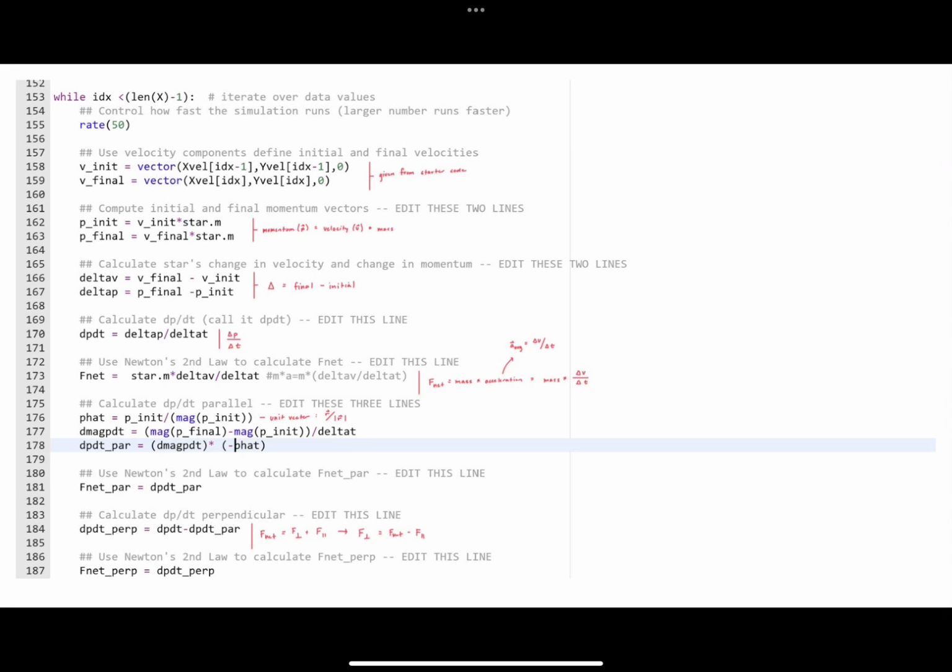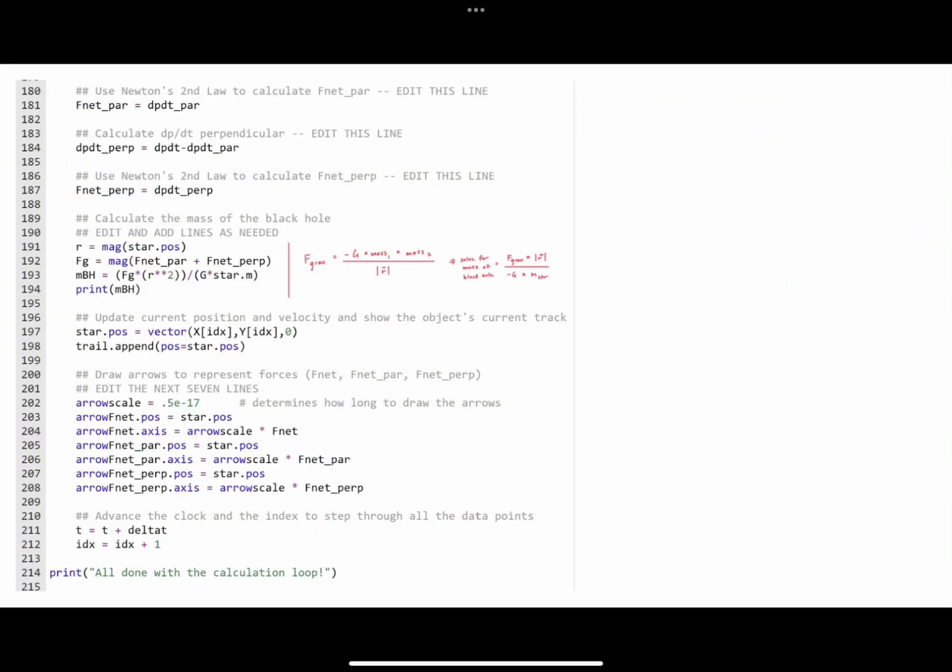Next, I solved for the parallel force, which is equal to the difference in the magnitudes of the potentials over the change in time, which is then multiplied by the unit vector of the magnitudes. We know that net force is equal to the sum of the parallel and perpendicular forces, so I use that equation to solve for the perpendicular force.